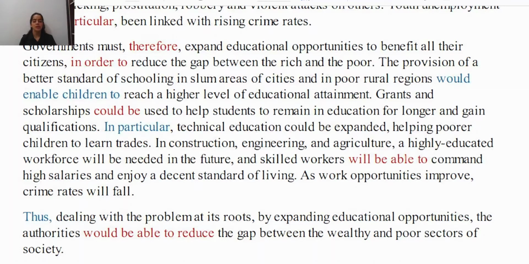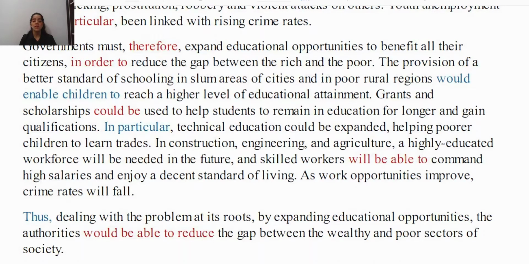In particular, technical education could be expanded, helping poor children to learn trades in construction, engineering, and agriculture. A highly educated workforce will be needed in the future, and skilled workers will be able to command high salaries and enjoy a decent standard of living. As work opportunities improve, crime rates will fall.